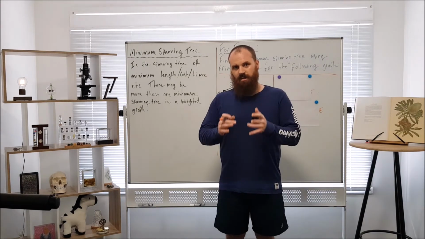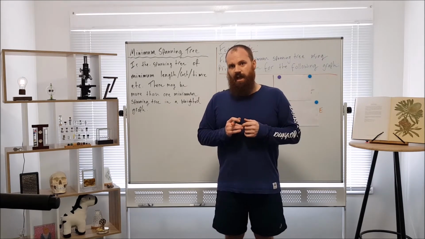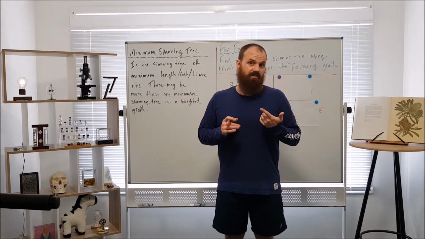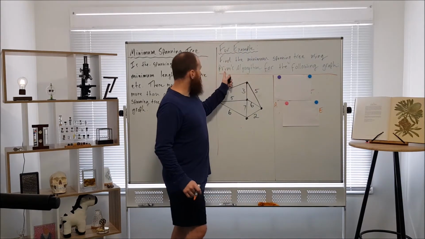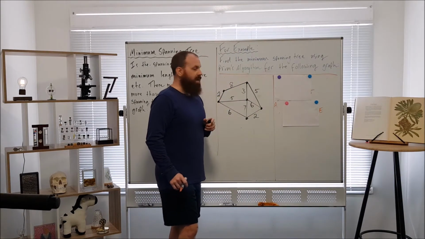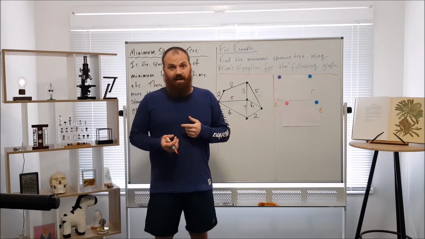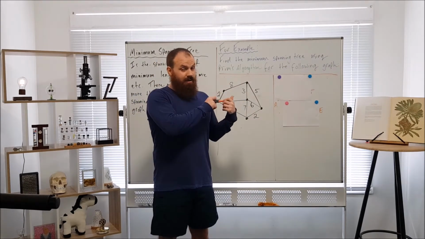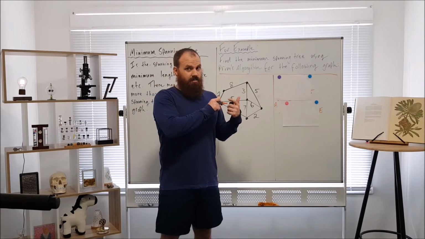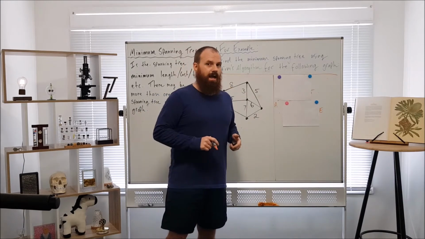So, the minimum spanning tree. Luckily there's an algorithm that we can follow. It's called Prim's algorithm, okay? And I'm going to quickly teach you how to do that. Really, really detailed instructions on how to use this algorithm are in our notes, okay?